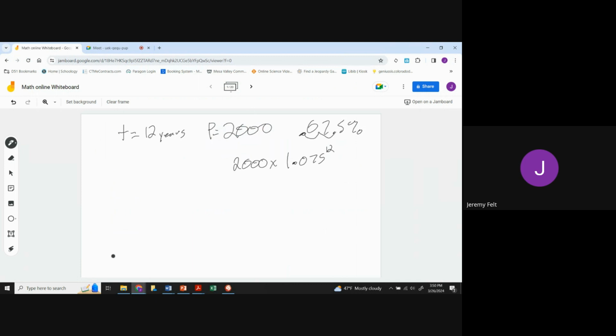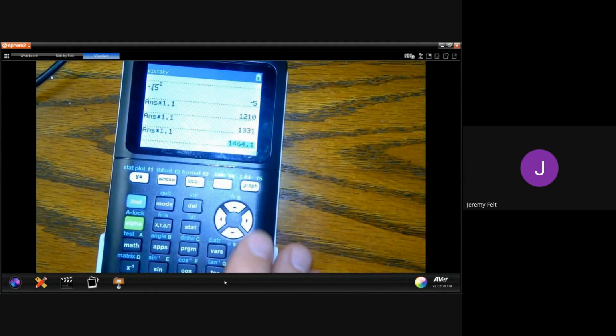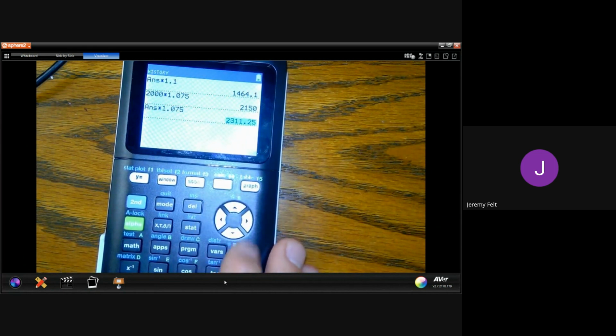Let's see if we get the answer. We'll do it both ways and see if we got the same thing. So let's clear this out. So we get 2,000 times 1.075 times 1.075. You can see how it's going to take a while. Oh, and see, we already missed the number. I already messed that up. So you would not want to work that way.